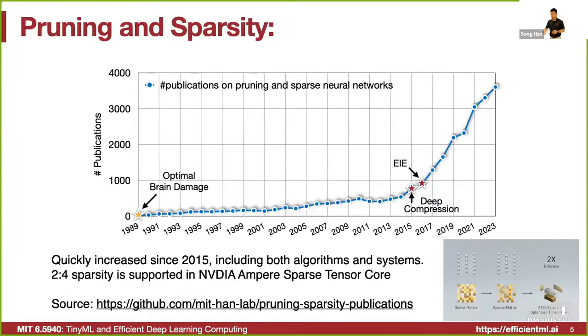So in recent years, the number of publications in model compression and acceleration on compressed sparse models is increasing very fast, and we are going to learn these techniques. How do we utilize compression and sparsity to accelerate neural network inference?